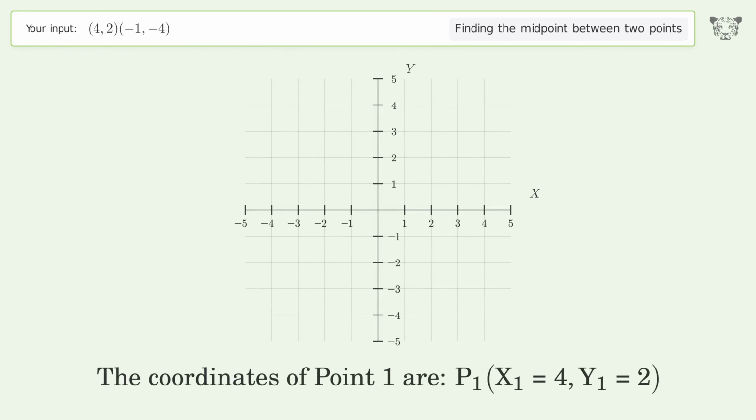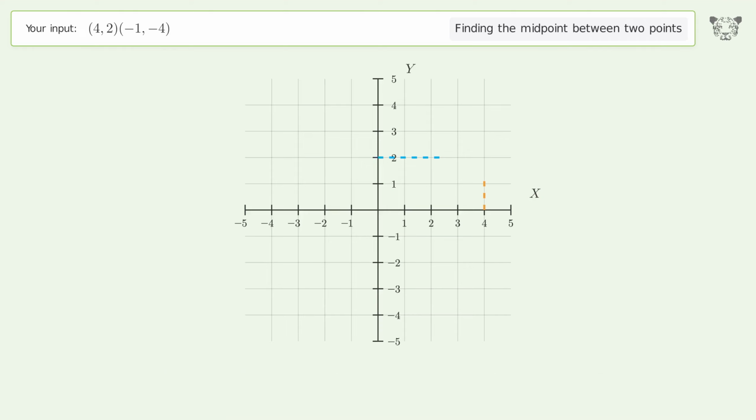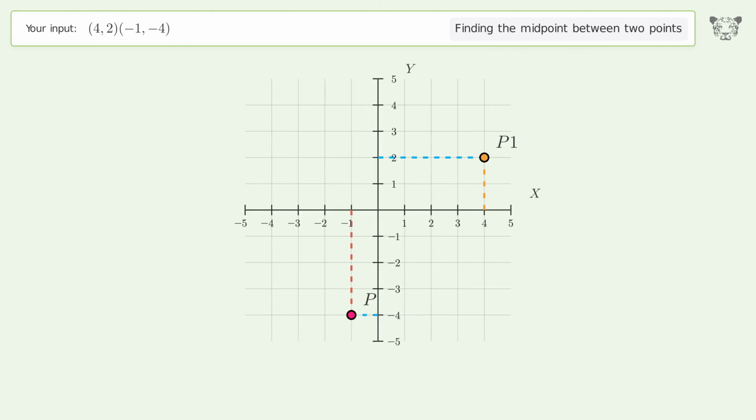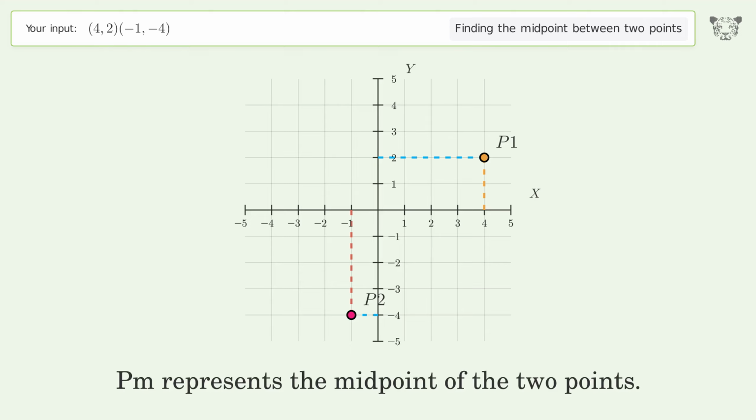The coordinates of point 1 are, x1 equals 4, y1 equals 2. The coordinates of point 2 are, x2 equals -1, y2 equals -4. PM represents the midpoint of the 2 points.